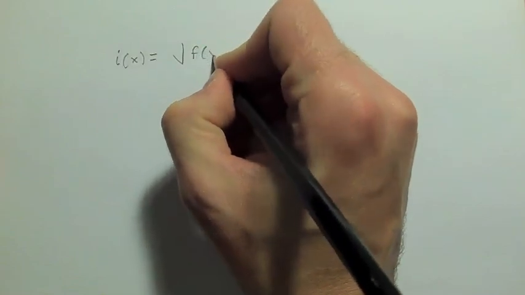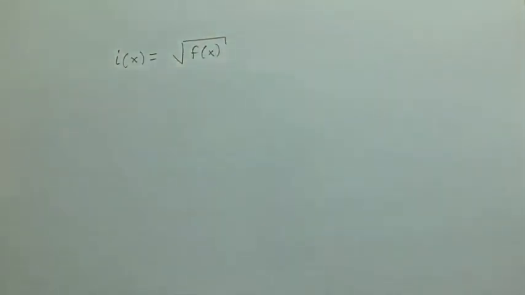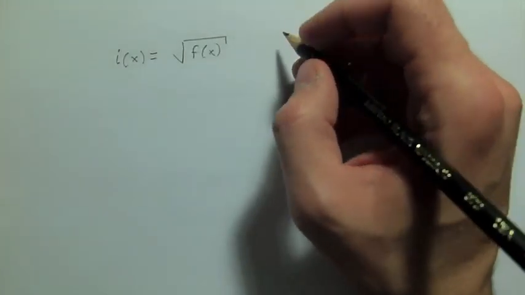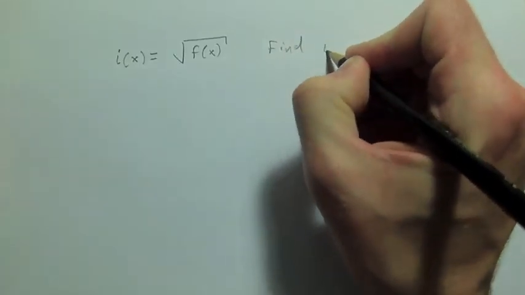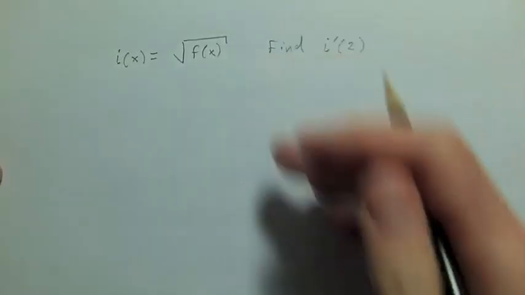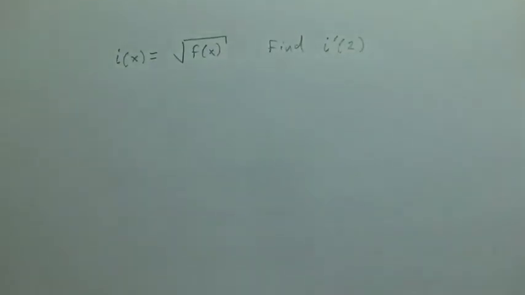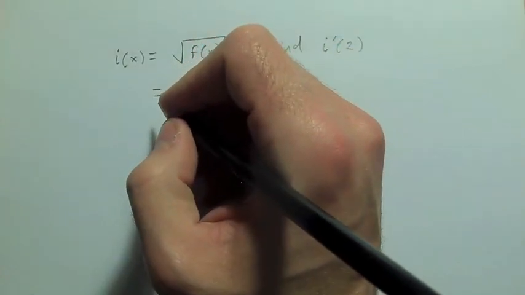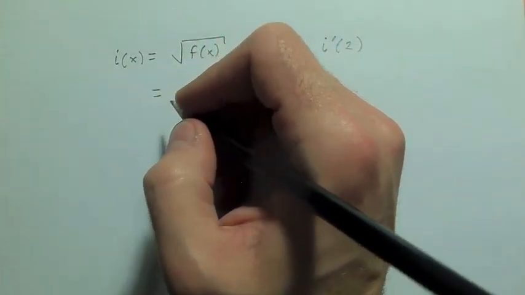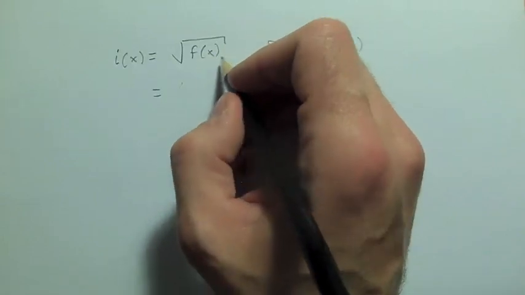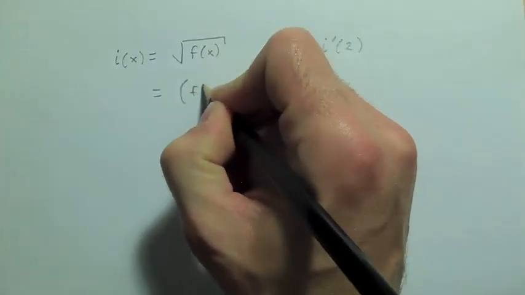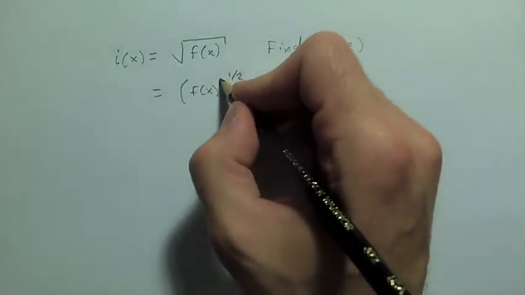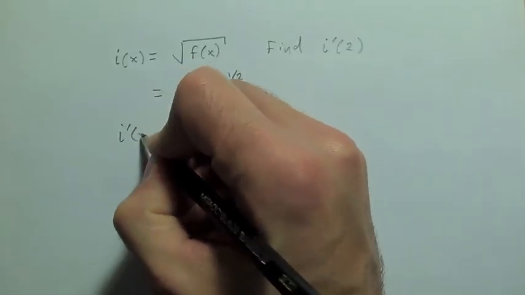Let's say I had I is equal to, or I of x is equal to the square root of f of x, and I said find I prime of 2. Alright, so I prime of 2. Well, first we want to find I prime, and to do that, the best thing to start with is the fact that I'd want to simplify this, right? This would be f of x all raised to the 1/2.